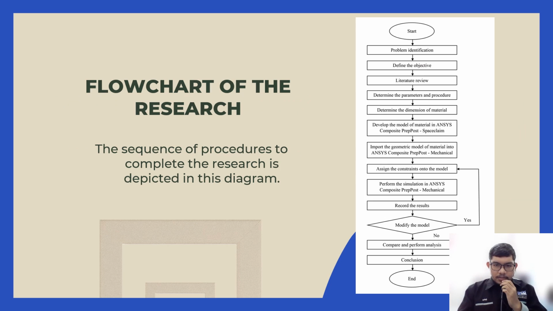We start with problem identification, define the objective, literature review, and then we proceed to parameter and procedure, determine the dimension of the material, develop the model and material in ANSYS, import the geometric model, assign the constraint of the model, perform a simulation, and record the result. Then we modify the model if necessary, compare the performance analysis, conclusion, and that's all.